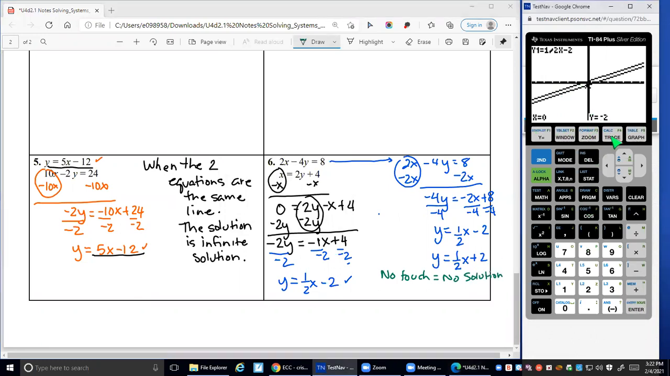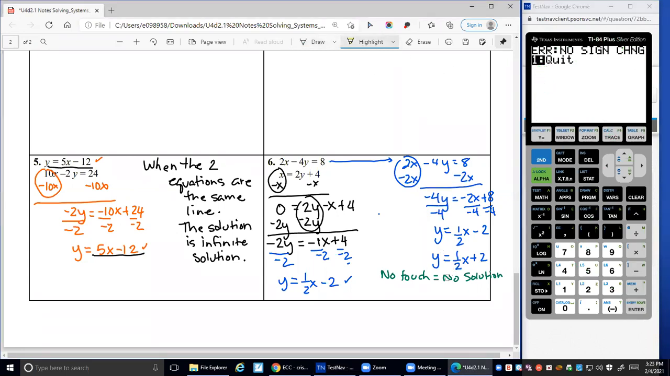So I'm going to go to trace. Actually, I'm sorry, no, it's second trace, right? Second trace, 5. And I'm going to hit enter, and enter, and enter 3 times. And when you see this error that says no sign change, quit, that basically means no solution. Okay? So keep that in mind. The calculator will give you an error when there is no solution, right? So there's going to be an error, no sign change, when it's no solution.